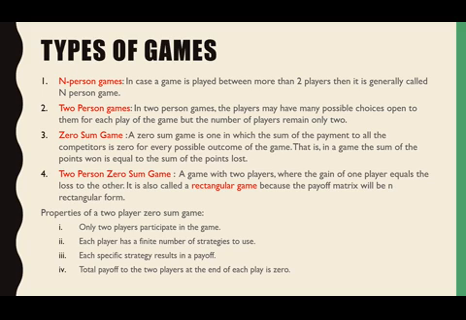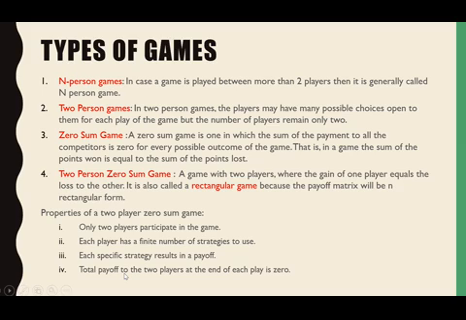So every two-player zero-sum game should satisfy certain properties. Only two players participate in the game because it is a two-person game. Each player has a finite number of strategies. If the game has to end after a certain number of steps, then your choices should also be finite, right? So that is what has been specified here. Each player has a finite number of strategies to use. Each specific strategy results in a payoff. Whenever I use a particular strategy, for your counter strategy, I will have a particular payoff. One element in the payoff matrix will be present.